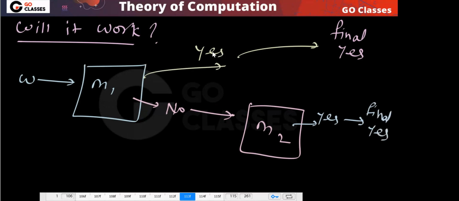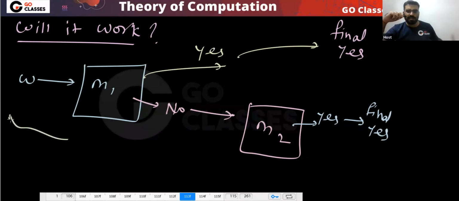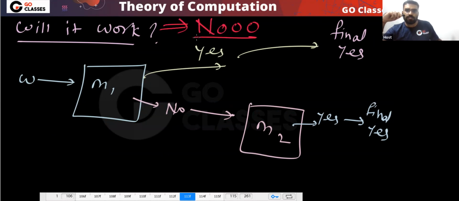Tell me why this method will not work. This method will not work. Correct? Why? The answer is no. This method will not work. Why? Because this is a Turing machine.